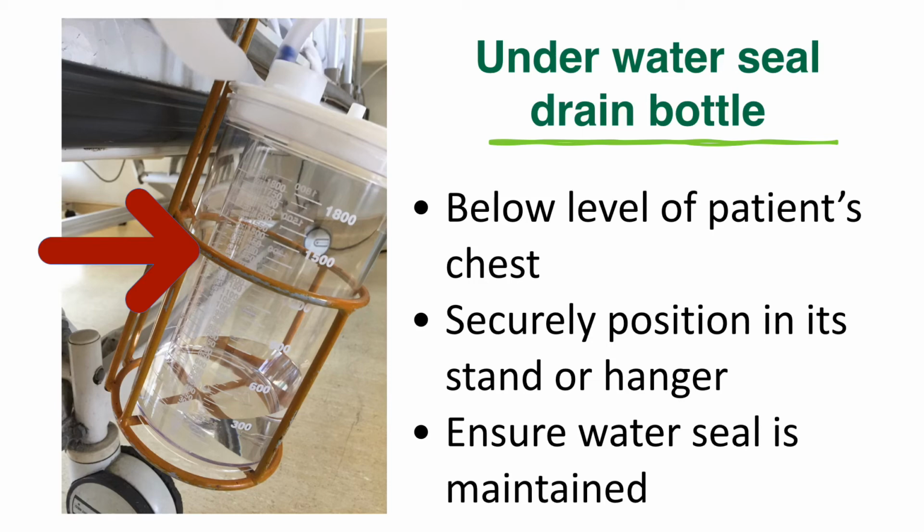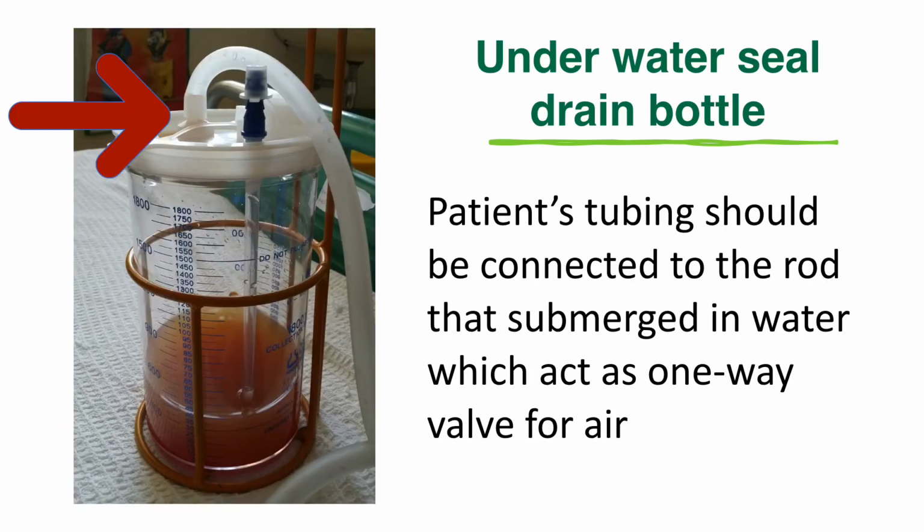maintained at all times. In this picture, the water seal is barely maintained. So, you should turn the bottle 90 degrees clockwise to ensure the rod, indicated by the red arrow, is submerged at least 2 to 4 centimeters in the water to create a one-way valve for the air to escape. Next, the patient tubing should be connected to the rod that's submerged in the water, as I mentioned, which acts as a one-way valve for air.